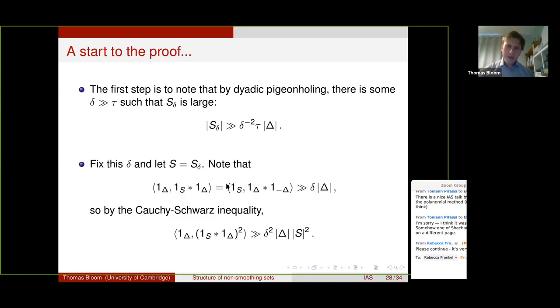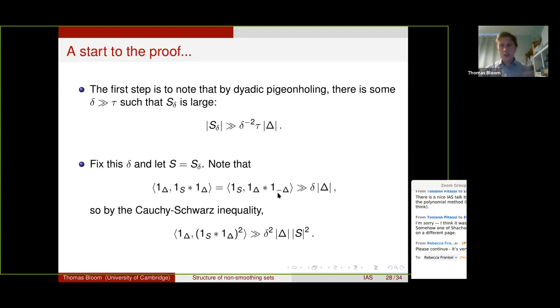Okay, so what I now do is I fix this S and this level little delta, and I look at the inner product of S with delta convolved with minus delta. So trivially, that's at most, sorry, there's a typo here, the size of S is missing there, little delta times big delta times the size of S, just from the definition of S.